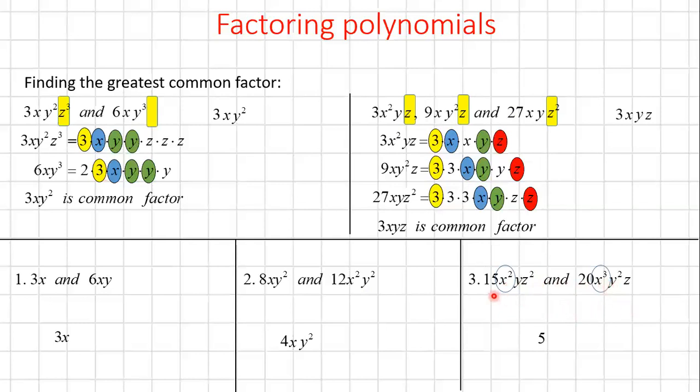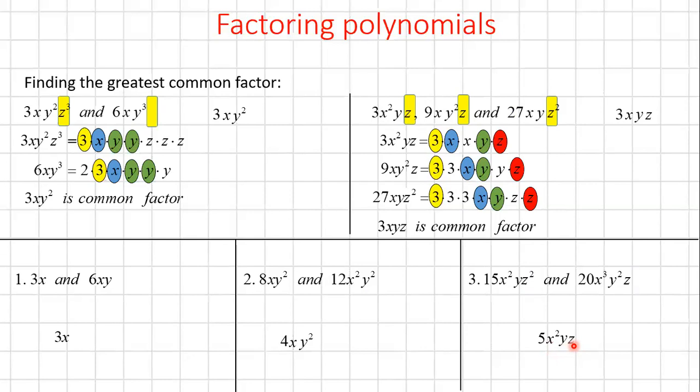As you note, we take the least exponents. For x squared and x, it's x. For y and y squared, we will take y. For z squared and z, it's z. So 5x squared yz is the greatest common factor of these two terms.